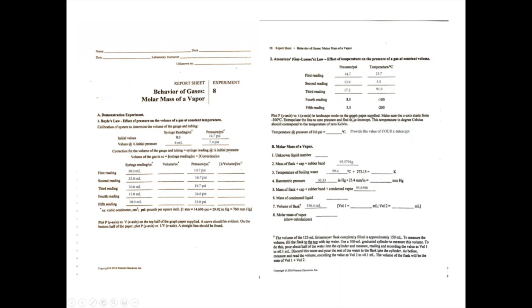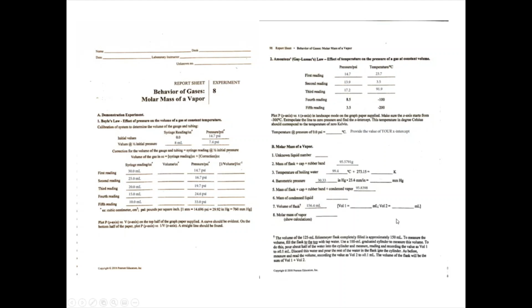And remember, you have to extend that linear regression using a ruler all the way down to the x-intercept so that you can get the value of your x-intercept. So this should be close to 273.15. It might not be exact, and it shouldn't be exact because the data is not perfect. But it should be close. So whatever you get for your x-intercept, you're going to want to put that here.